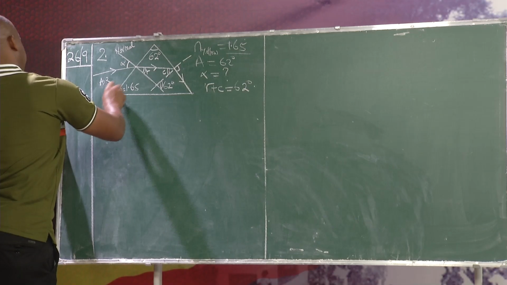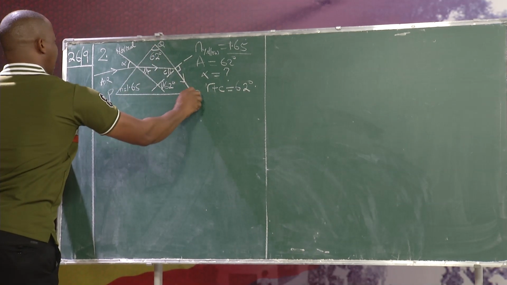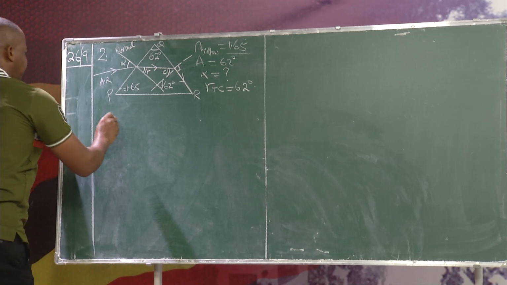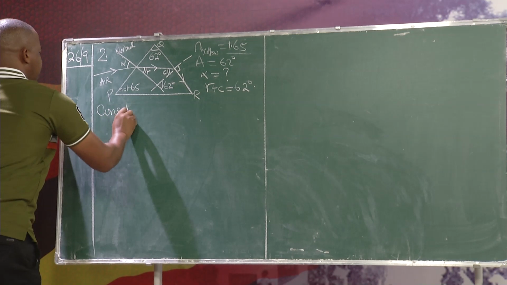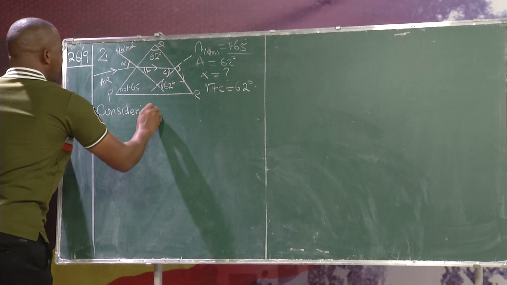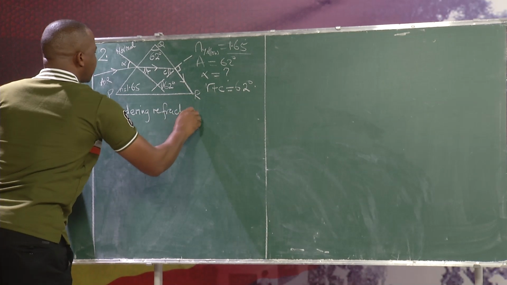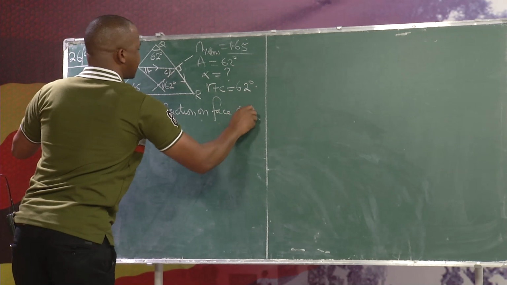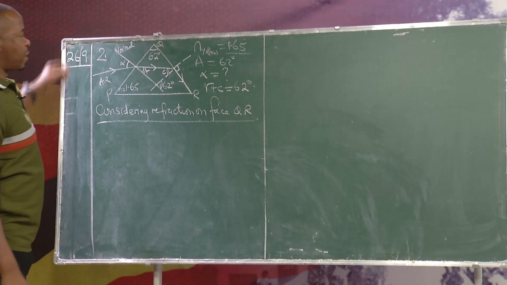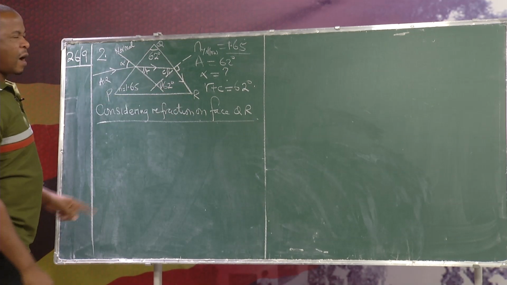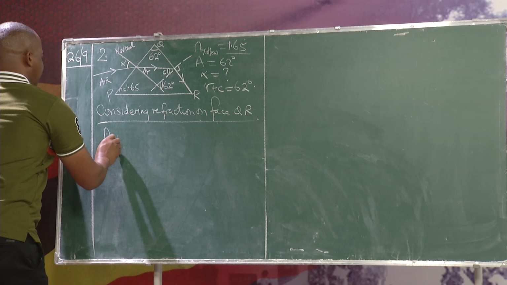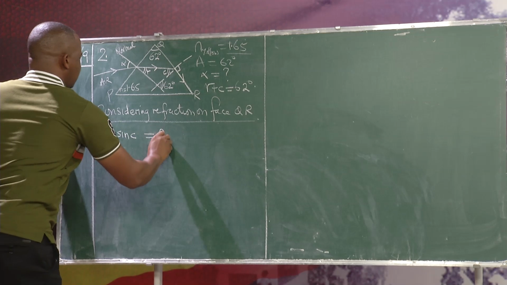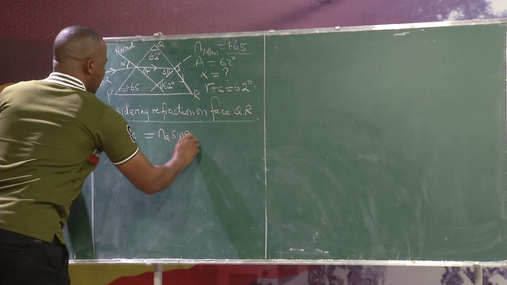I can call this P, Q, R. If we consider refraction on face QR first, we shall have that n of yellow light times the sine of the critical angle should be equal to n of air times the sine of 90 degrees.